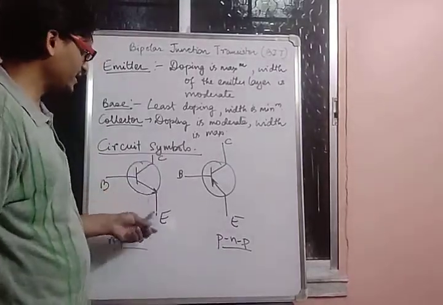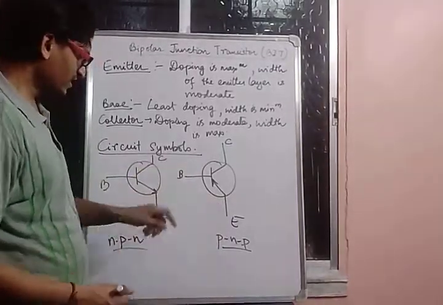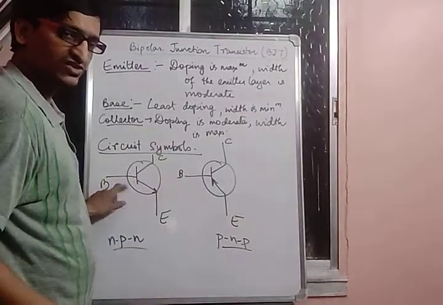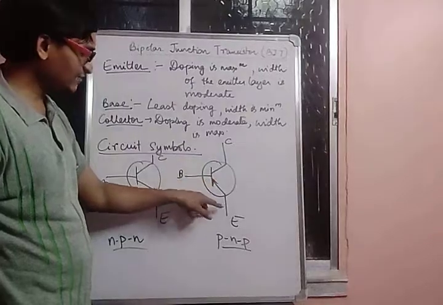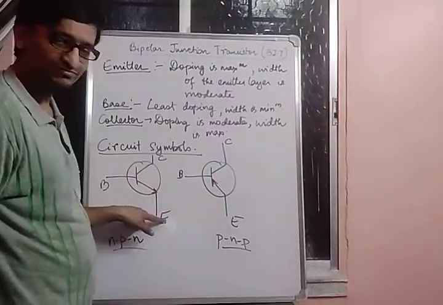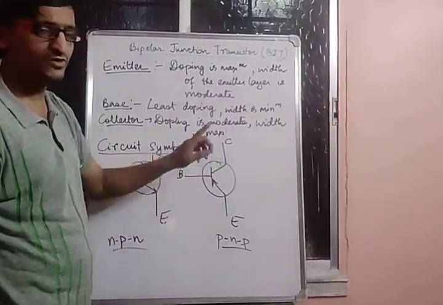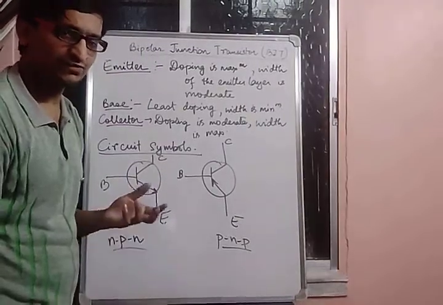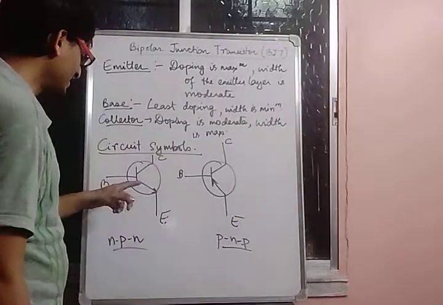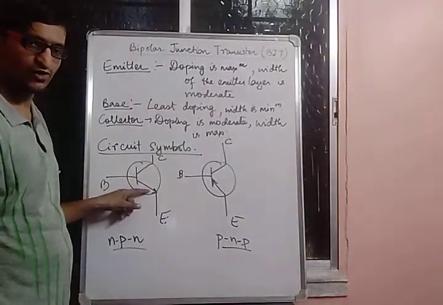You can easily see that there are three terminals. This terminal, the middle one, is your base. The terminal which is having an arrow, that terminal is basically your emitter, and the third terminal will be your collector. This arrow basically represents the direction of the flow of current.